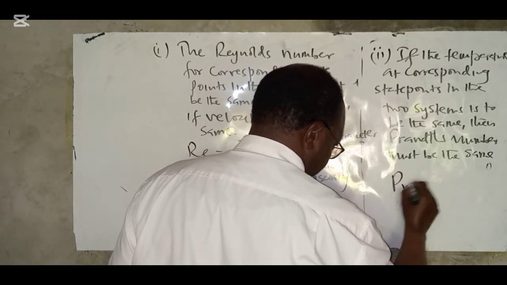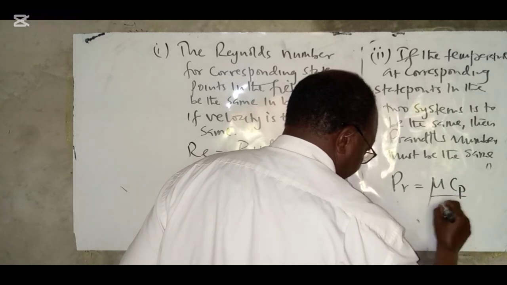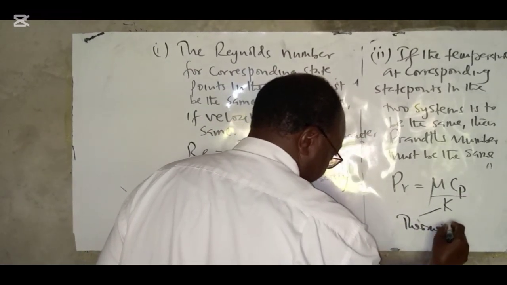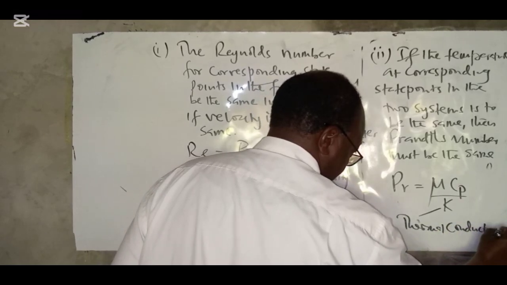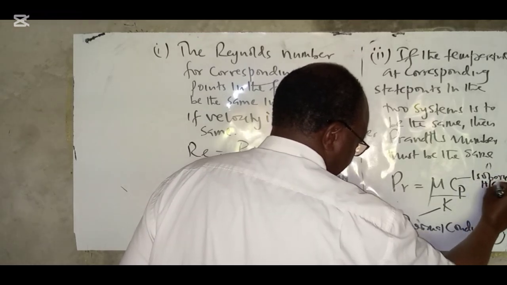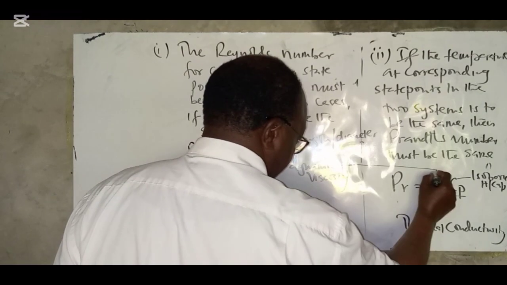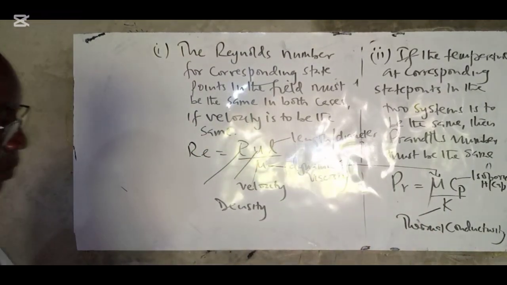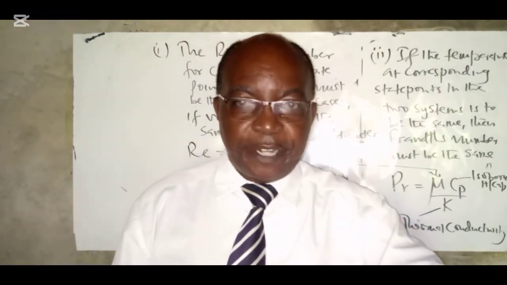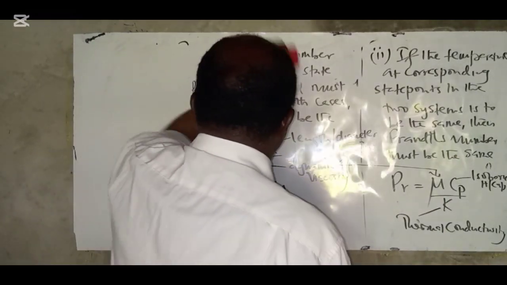And what is Prandtl's number? Prandtl's number is dynamic viscosity times the isobaric heat capacity over thermal conductivity. Remember, k is thermal conductivity, this is isobaric heat capacity, and that is dynamic viscosity. So it is only then that the temperature at the corresponding state points in the field in both systems will be the same.